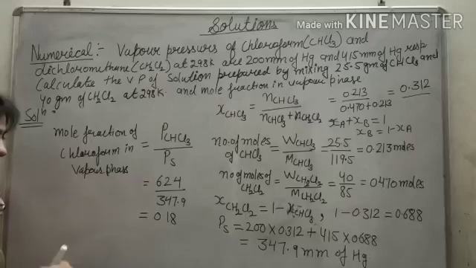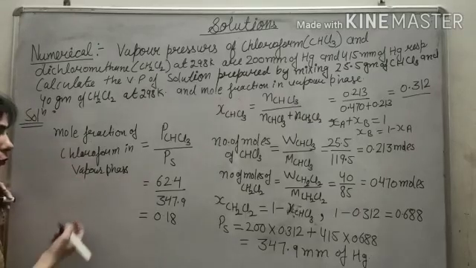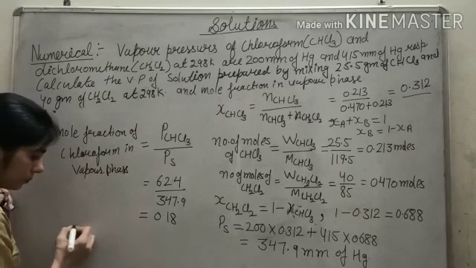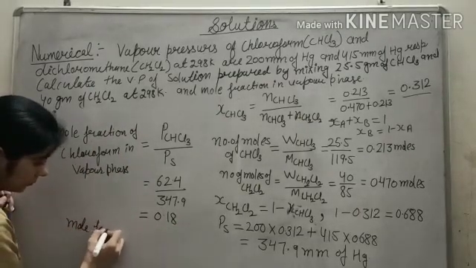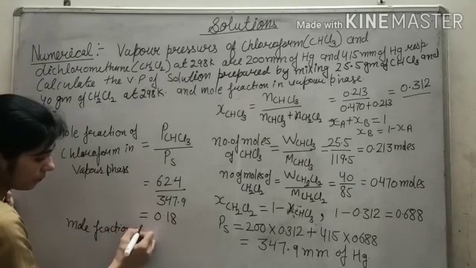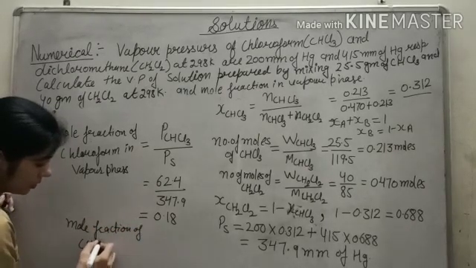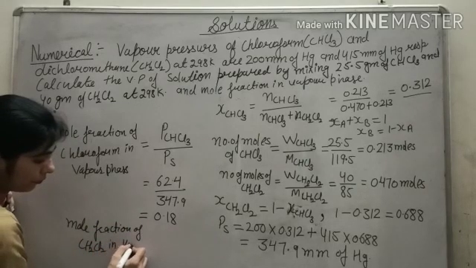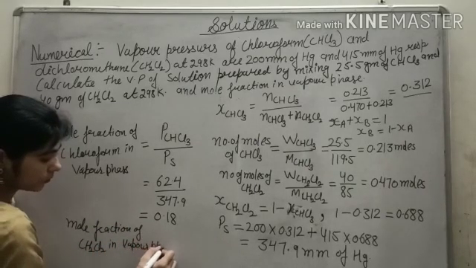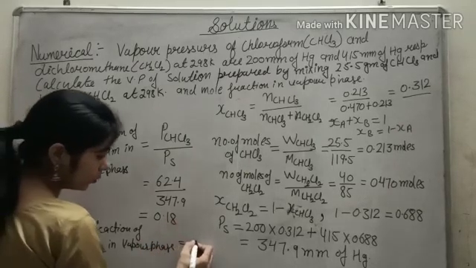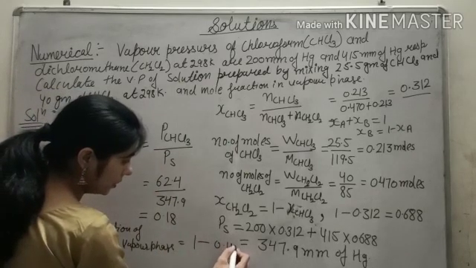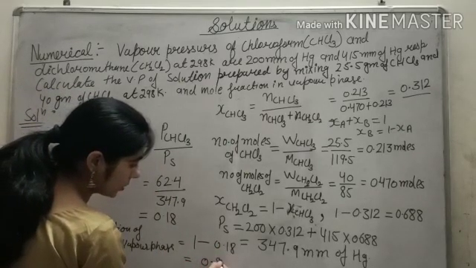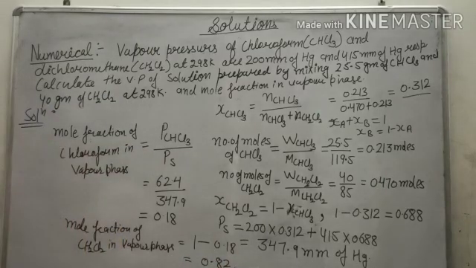Okay, now you can also calculate the mole fraction of dichloromethane by subtracting. The mole fraction of CH2Cl2 in vapor phase is equal to 1 minus 0.18, and it is equal to 0.82. Okay students, I hope it is clear to all of you.